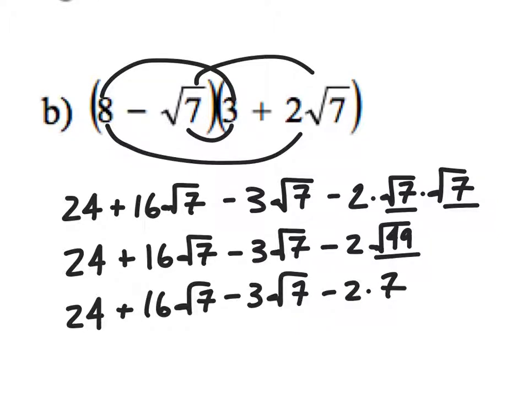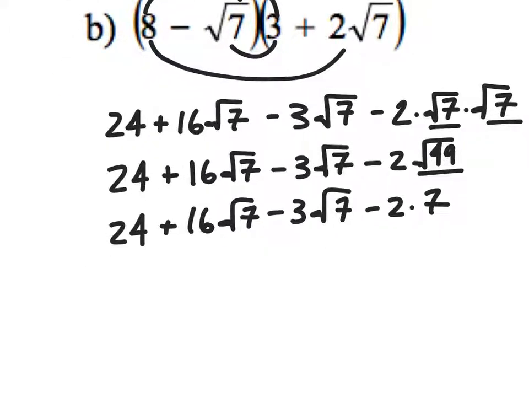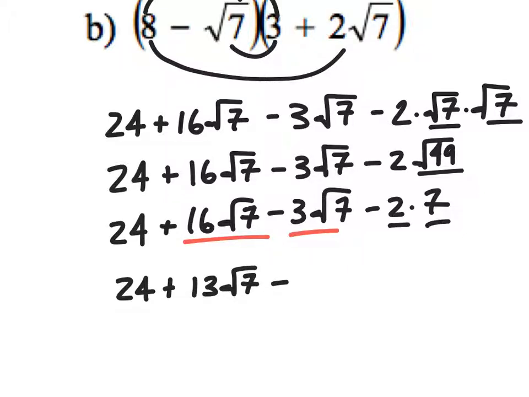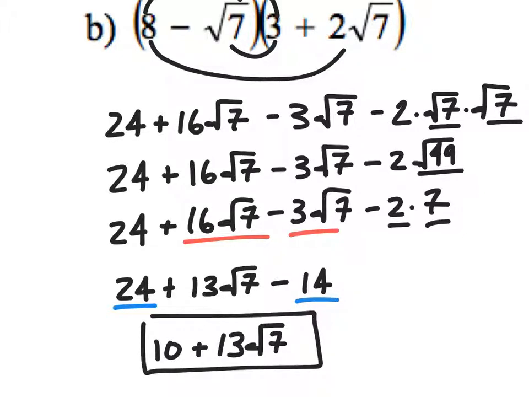Okay, so now, let's combine our like terms. I can combine 16 square root of 7 and minus 3 square root of 7. So I get 24 plus 16 minus 3 is 13, so this is 13 square root of 7. And then minus 2 times 7, which is 14. Now, my like terms here, 24 minus 14, that's just going to give me 10. So I've got 10 plus 13 times the square root of 7. And that's my answer. And that's all we're doing.